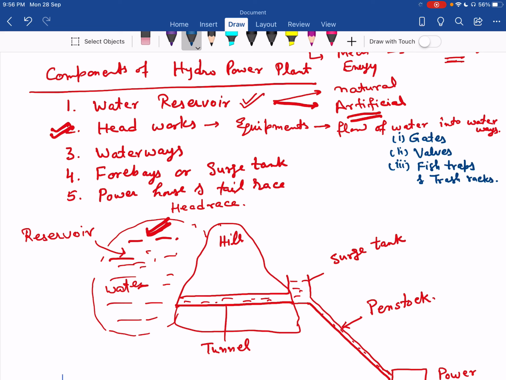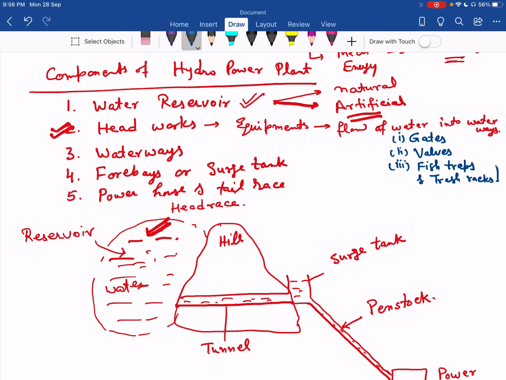These are one type of net that is used to keep away the fish and the debris from going into the waterways. So fish traps and trash racks are one type of net we have, and they are either made from plastic or made from steel bars.